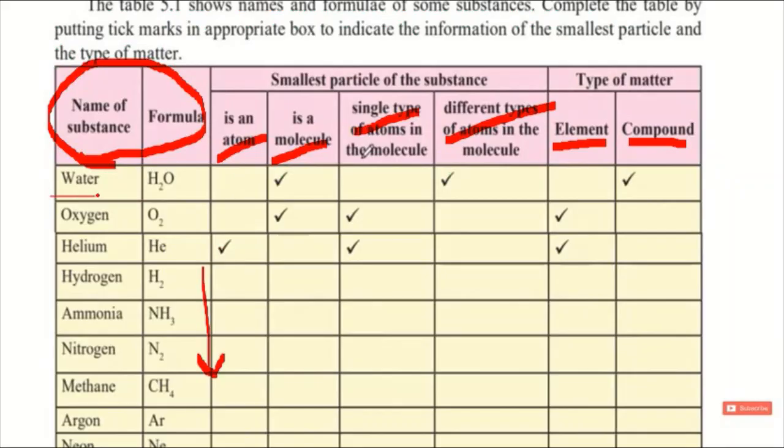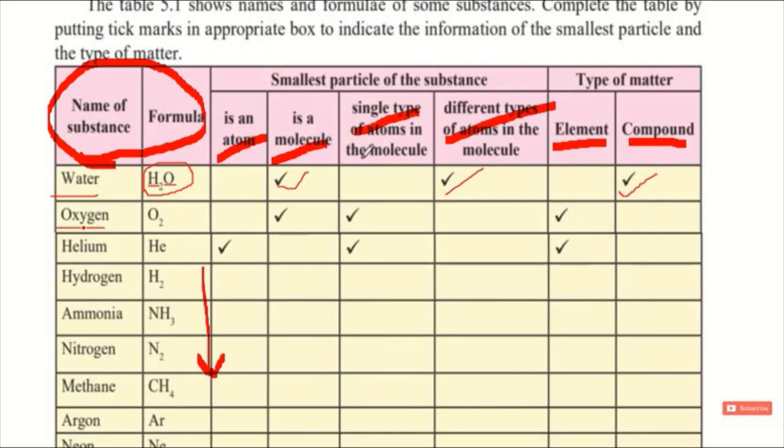First example, water. Its formula H2O. Here you can see two different elements, hydrogen and oxygen. Hence, it is a molecule. And as said, it has two different types of atoms in a molecule. It contains two different elements. Hence, it is a compound.